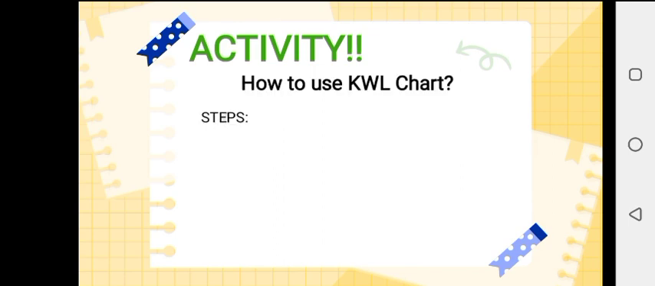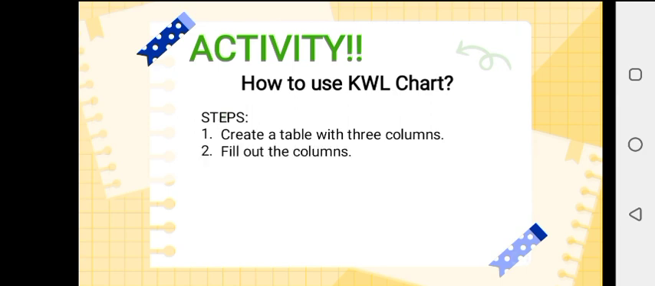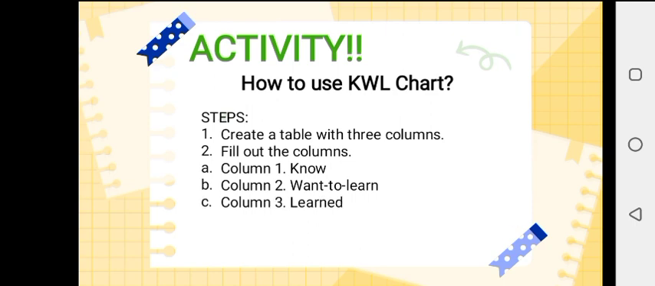how to use the KWL chart. Now, the steps are: first is to create a table with 3 columns. The first column is K, the second is W, and the third is the L column. The second step is to fill out the columns. Column 1, Know, is what we already know about the topic. Column 2, Want to Learn, are the things we want to know about the topic. And lastly, column 3, Learned, are the discoveries after reading.